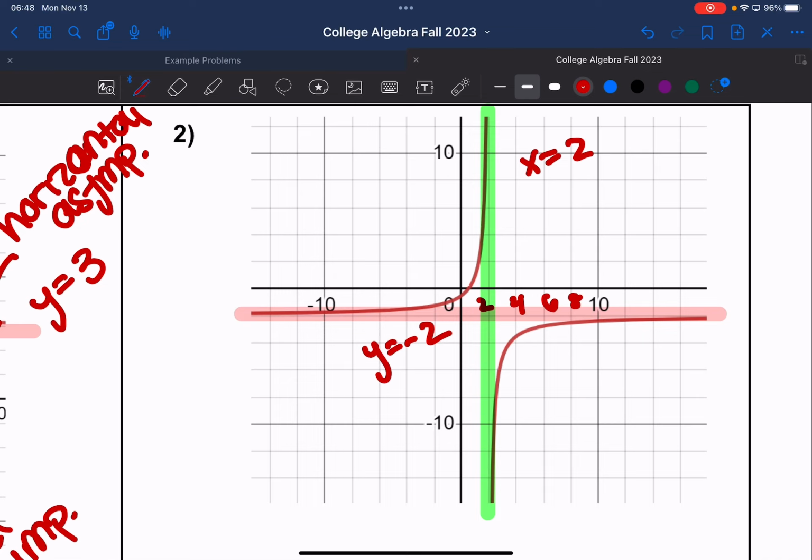So when you're given a problem with a graph, this is all I'm looking for: for you to draw those lines, those asymptotes, and to give me the equations, not just the numbers, the equations.